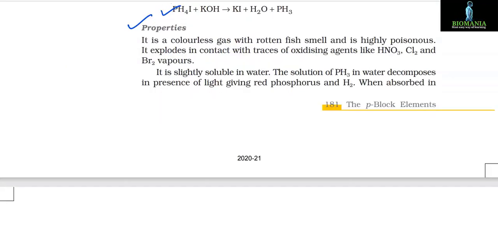Properties: it is a colorless gas with rotten fish smell and is highly poisonous. It explodes in contact with traces of oxidizing agents like HNO3, Cl2 and Br2 vapors. It is slightly soluble in water. The solution of PH3 in water decomposes in presence of light, giving red phosphorus and H2.